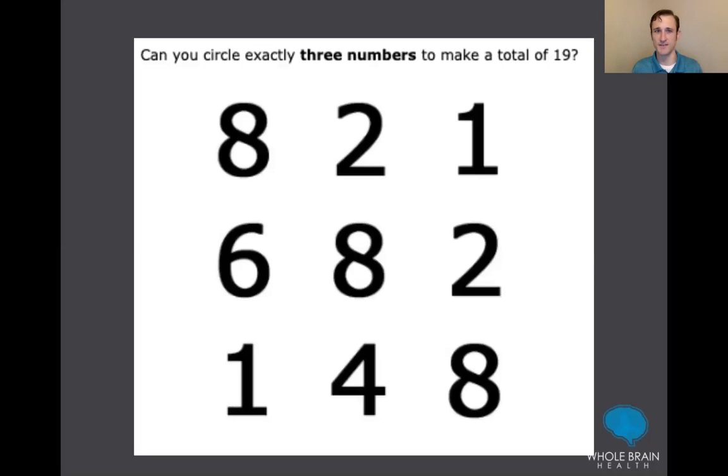Here's our next brain teaser. The question is, can you circle exactly 3 numbers to make a total of 19? I'll give you about 20 to 25 seconds, starting now.